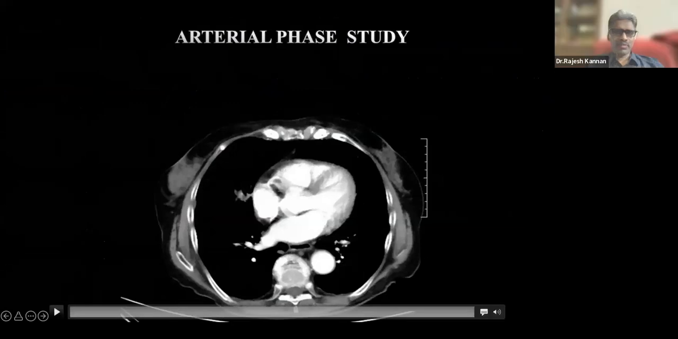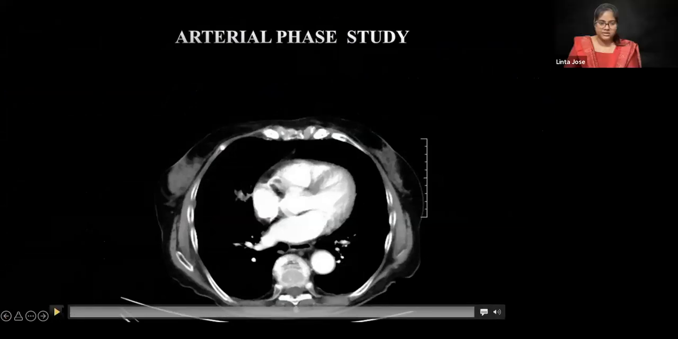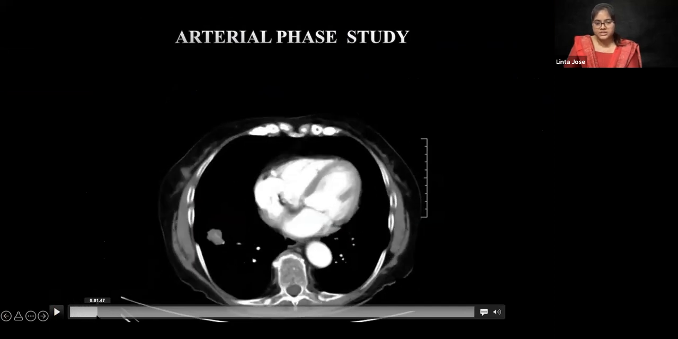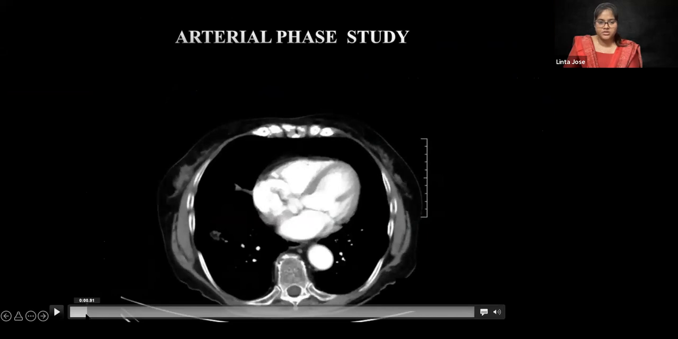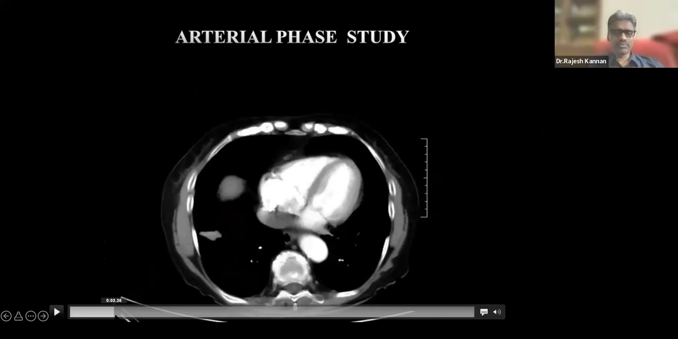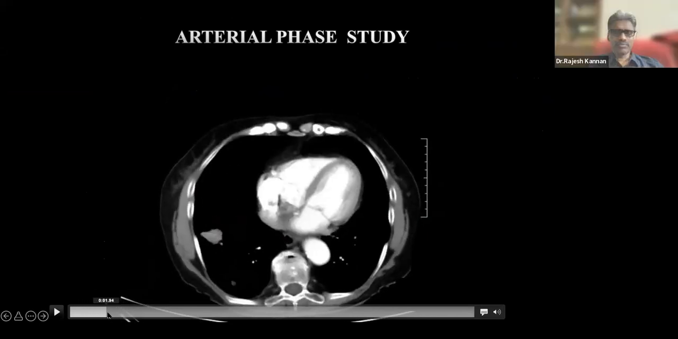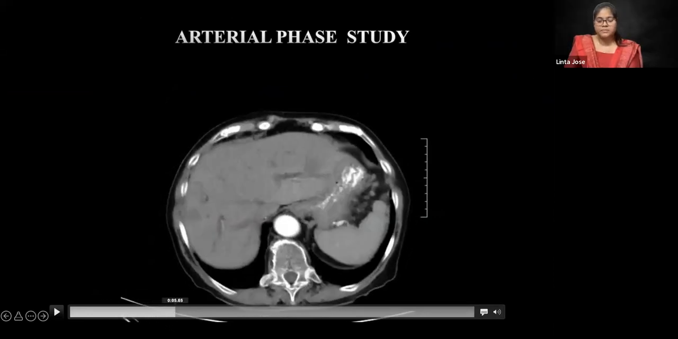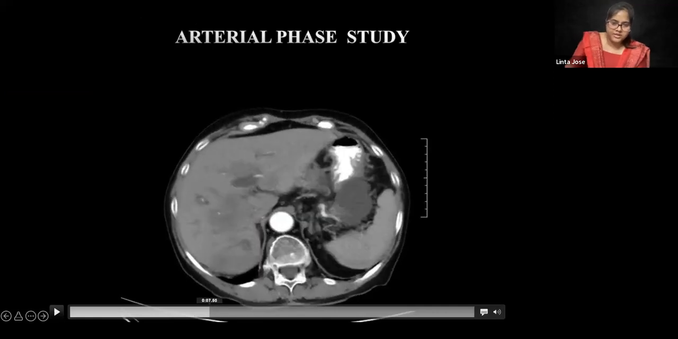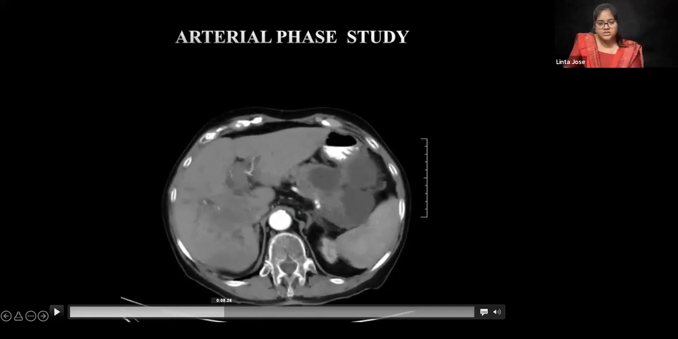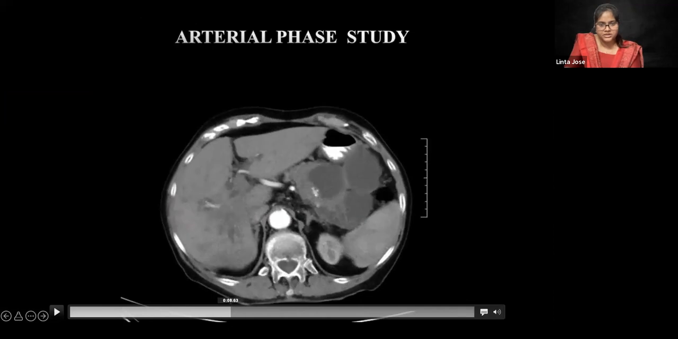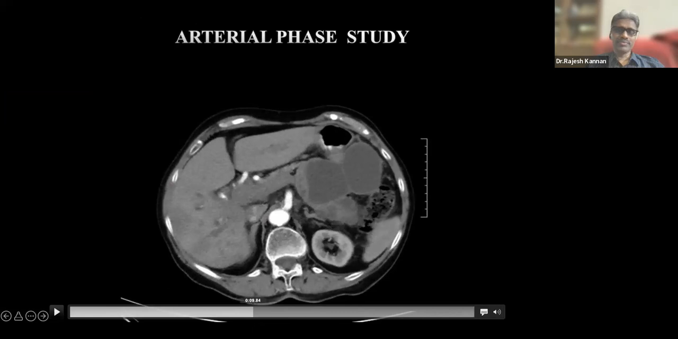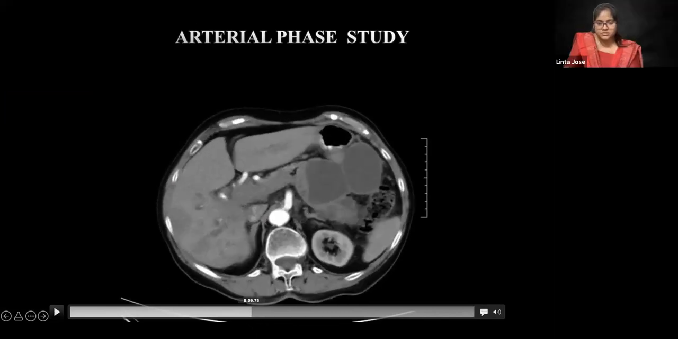Yes, very important. In the contrast study, in the arterial phase, in the lower chest cuts, we can see some soft tissue density lesion in the right middle as well as lower lobe segment. Coming down to the abdomen, we can see the cystic lesion detected on the prior plain CT, which doesn't show any significant arterial phase enhancement.